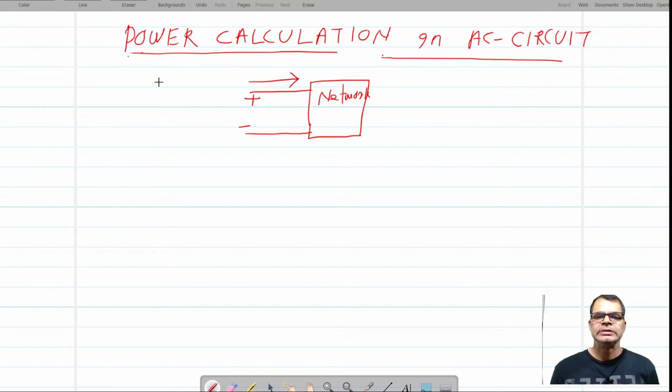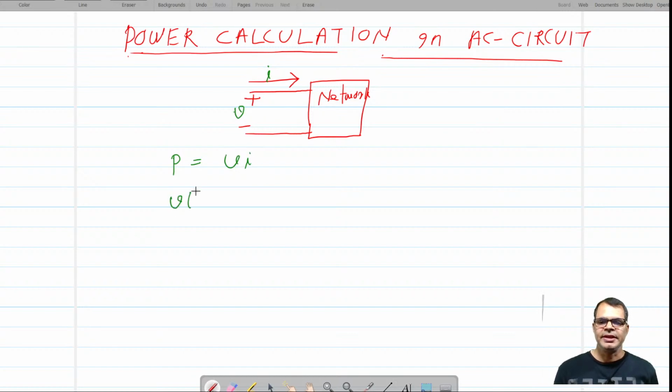Let us start. This is your AC circuit, or AC network. You apply the voltage V, and the current flowing into the circuit is I. All these are AC. That means for this network, the power calculation is P equal to V into I.